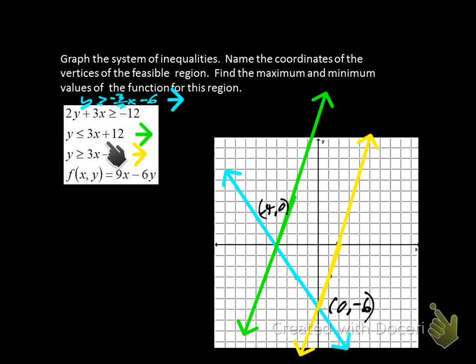0 less than or equal to 12. True. So green line towards origin. 0 greater than or equal to negative 6. True. Yellow line towards origin. So yellow, blue, and green are all towards the origin, which means you shade this center part right here.